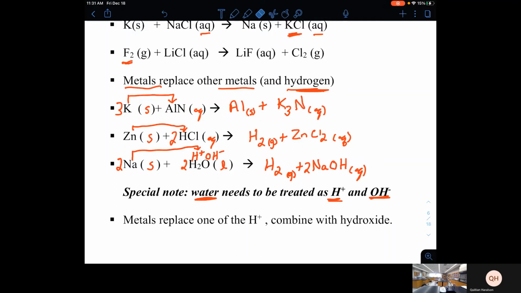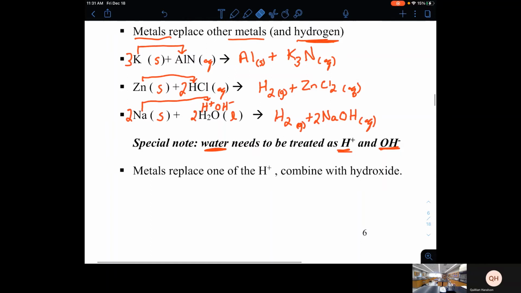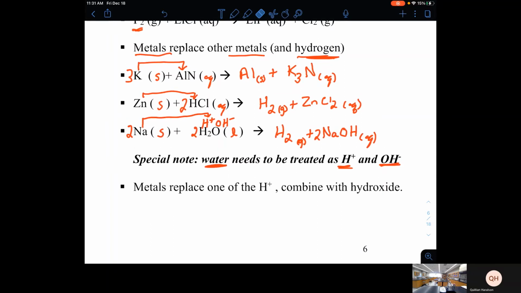All right, here we go. So one of the things we have to look at is how we can figure out whether a metal is actually strong enough to bump off the other metal.